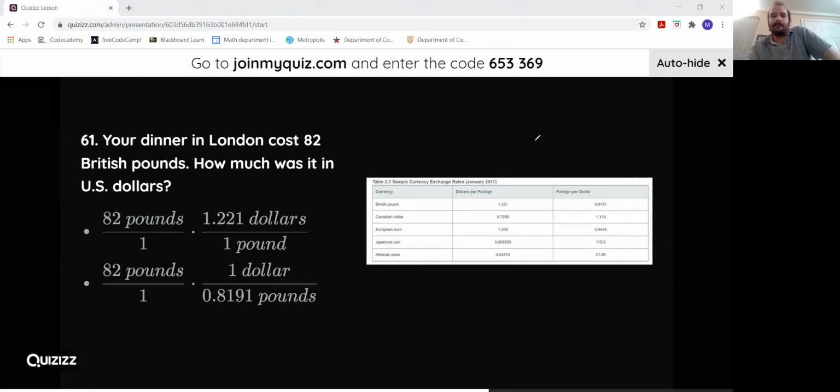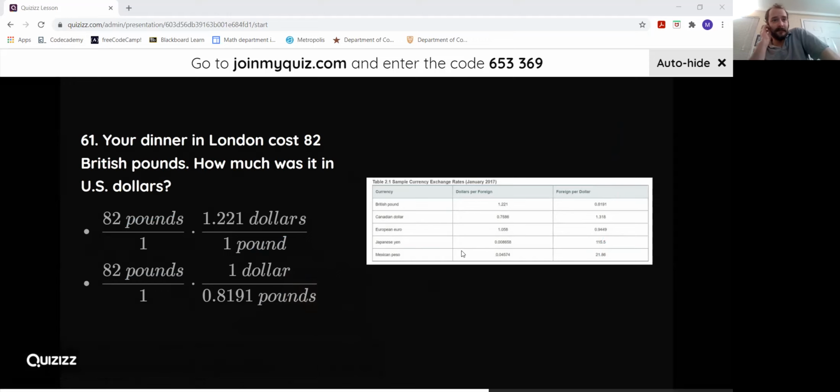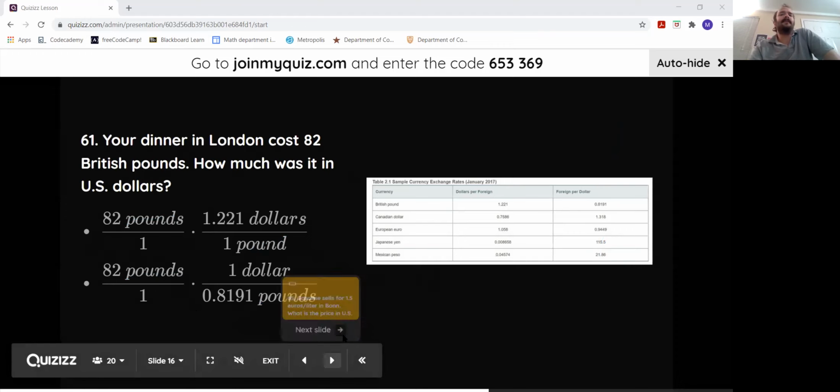Okay. So this is what this should sort of look like. You want to end up with the dollars on top. You want the pounds to simplify. If you end up with dollars on bottom, you just got to flip things, right?